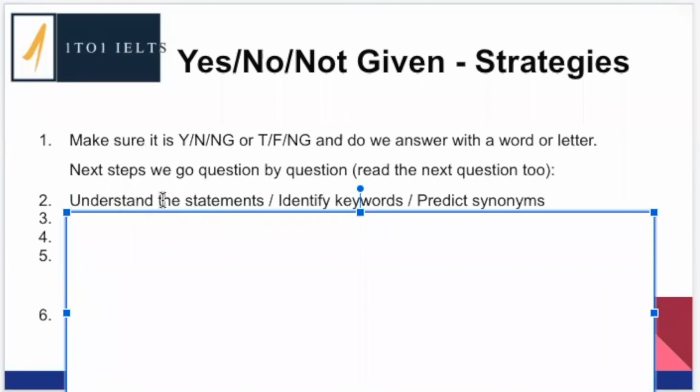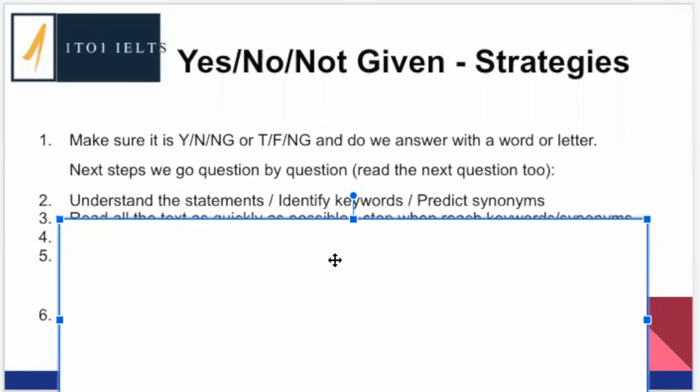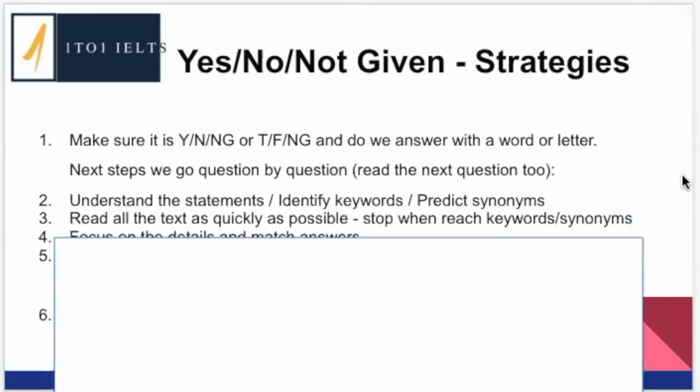Then as I said, we're going to do this question by question. So we're not going to look at the text first. We're just going to go straight to the questions. We're going to understand the question statements, identify the keywords, predict synonyms. So one question at a time. Then we're going to read the text as quickly as possible. Stop when reaching keywords or synonyms. This is not skimming. We're not just looking for one word. We are reading all of the text as quickly as we can.